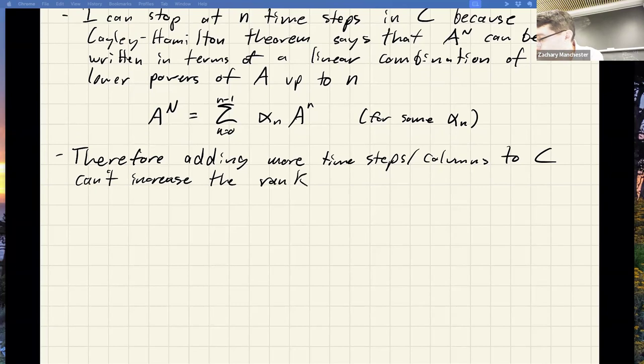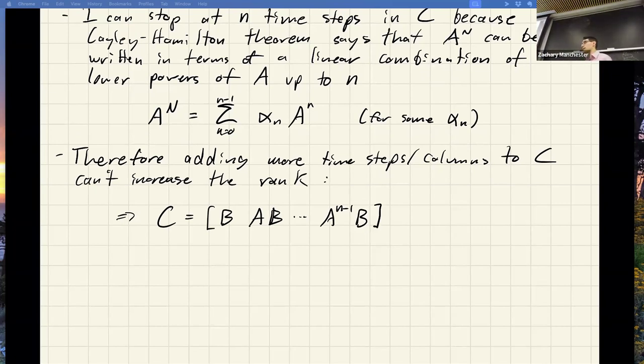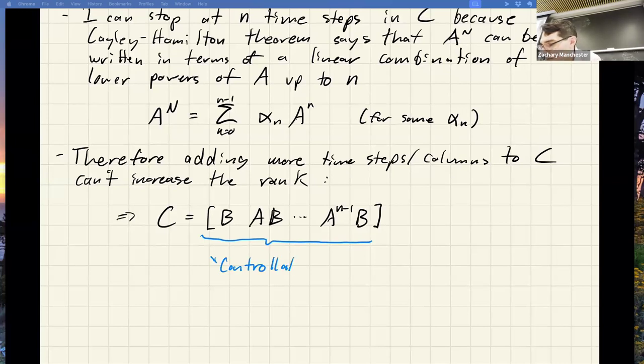And so what we're going to do is define this C to be what we just wrote down, but for any given system, it's only going to go up to A to the N minus 1 inside there, where little n is the state dimension. And this thing has a name. If you look in books, this is called the controllability matrix. Have you seen this before? Yeah, cool. So that's how you get it.